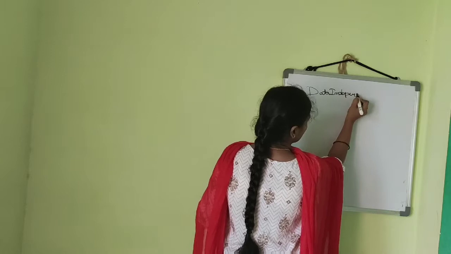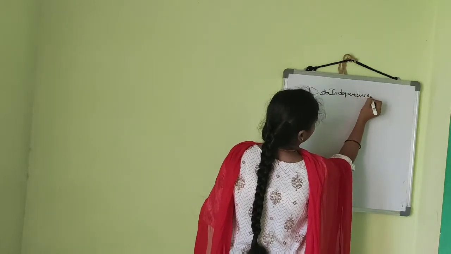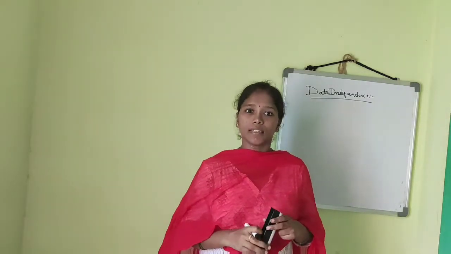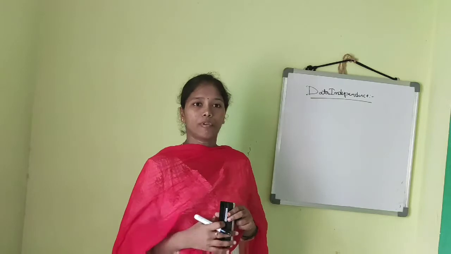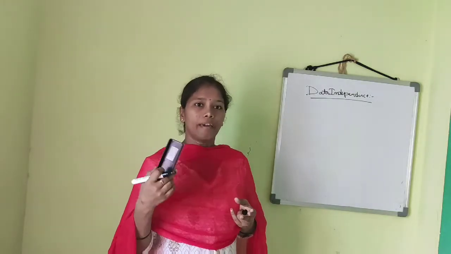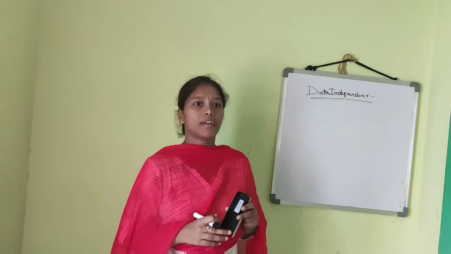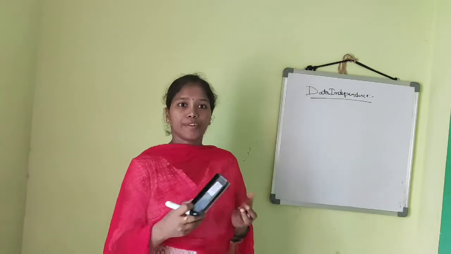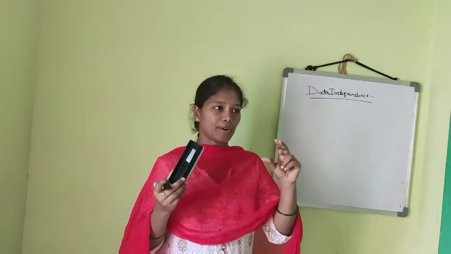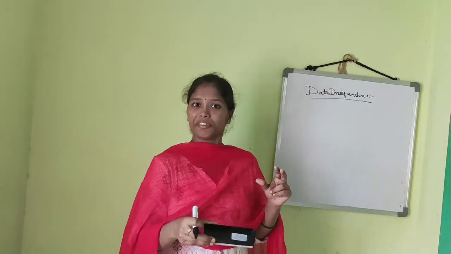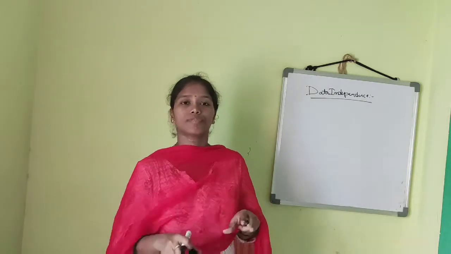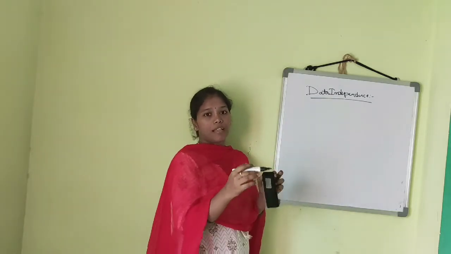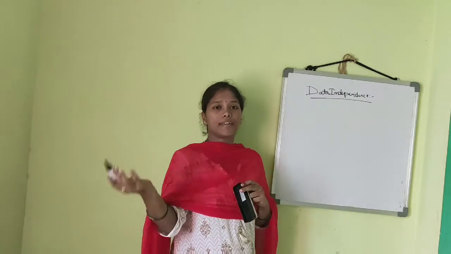Data independence. In the previous class, in the 3 schema architecture, we learned about the internal level, external level and conceptual level. In that, we already learned about database independence. That means if we make any changes in a particular level, that will not affect another, higher level of the schema.